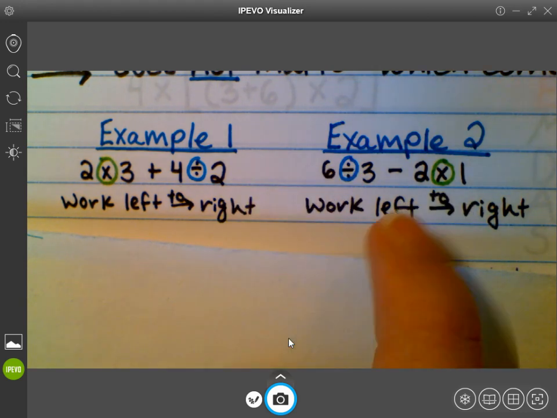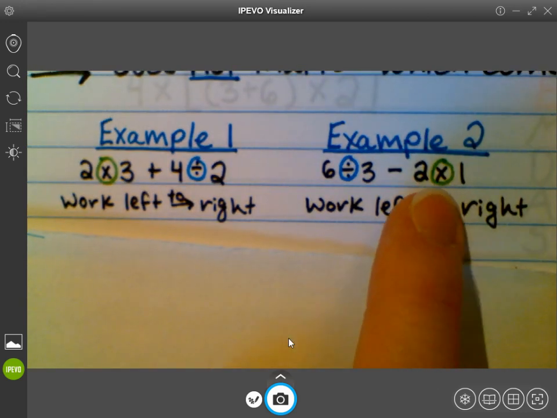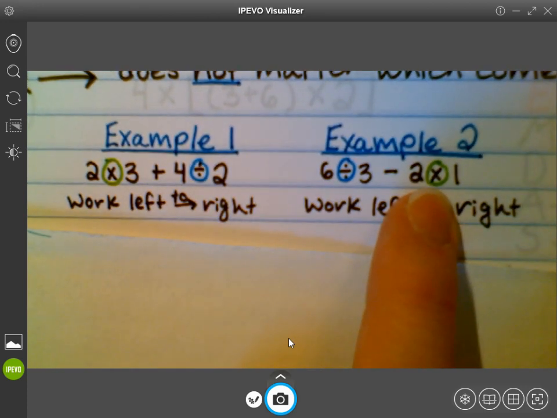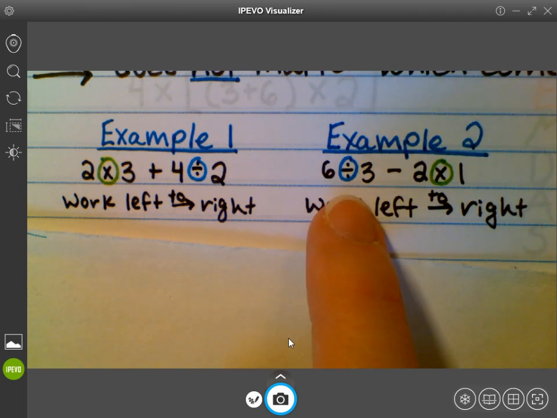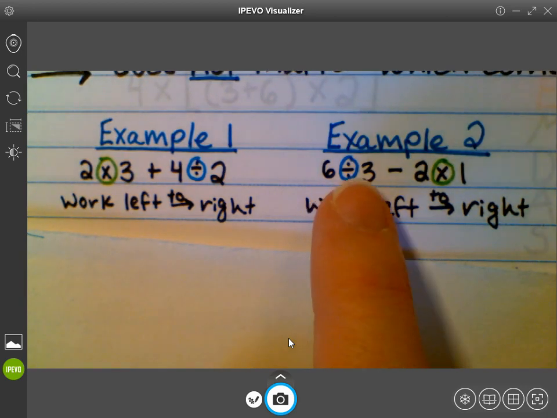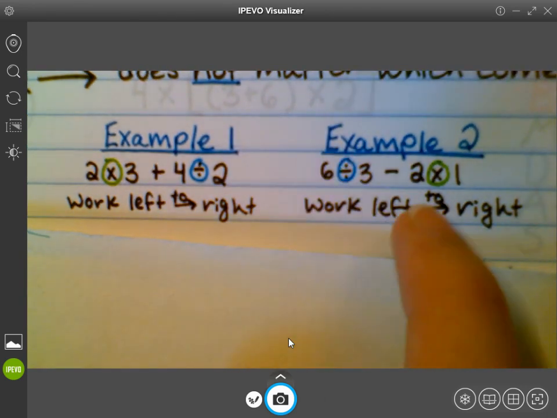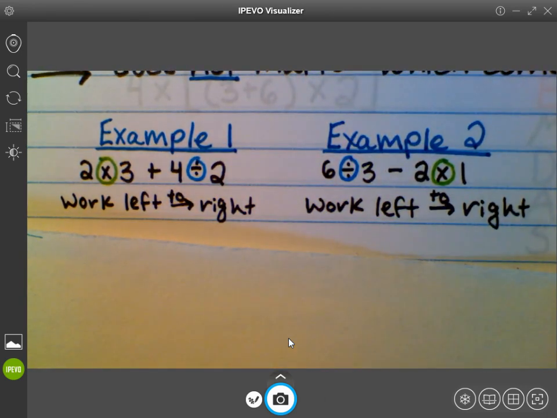So 5th grade, should I come over and solve this multiplication problem on the right first? No. It doesn't matter which one's first. You just need to make sure you work left to right. So on the left in example 2, I have the division problem, so I would solve that first. Then I would come over to the right and I would solve the multiplication problem, 2 times 1. So it doesn't matter which one comes first. You solve the one on the left first, then on the right.